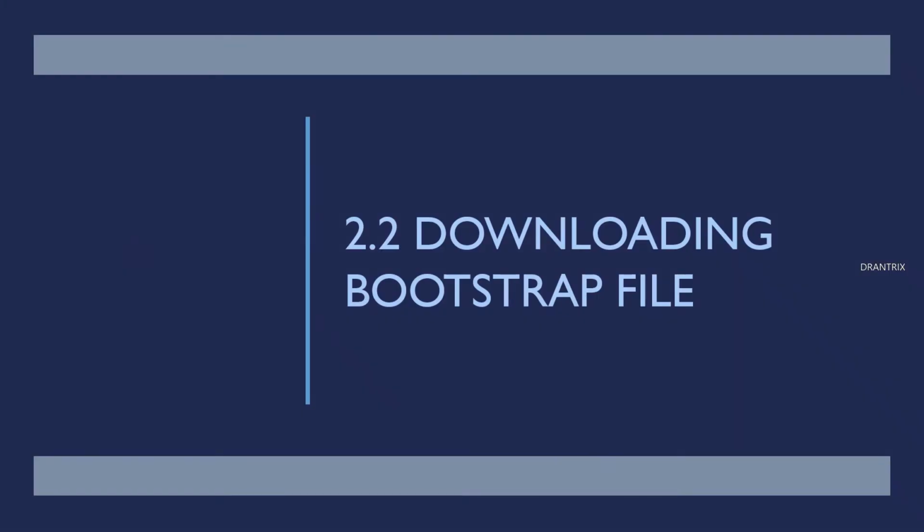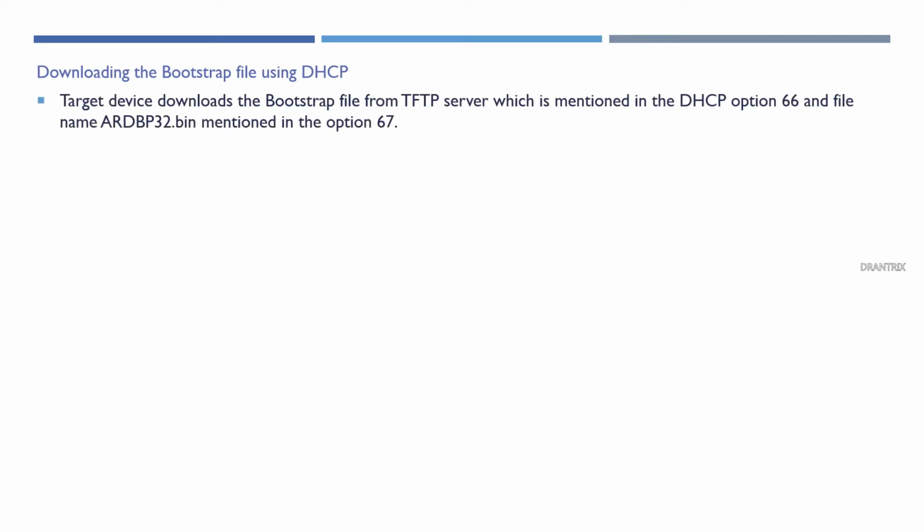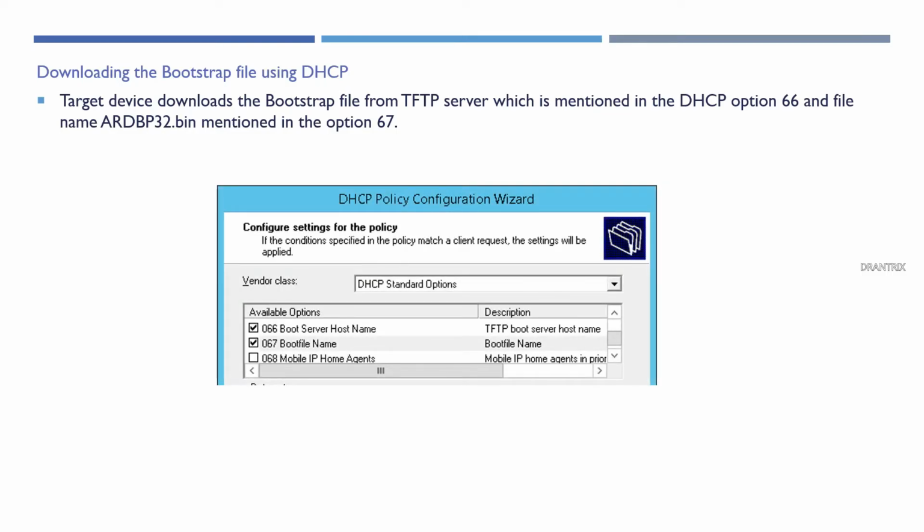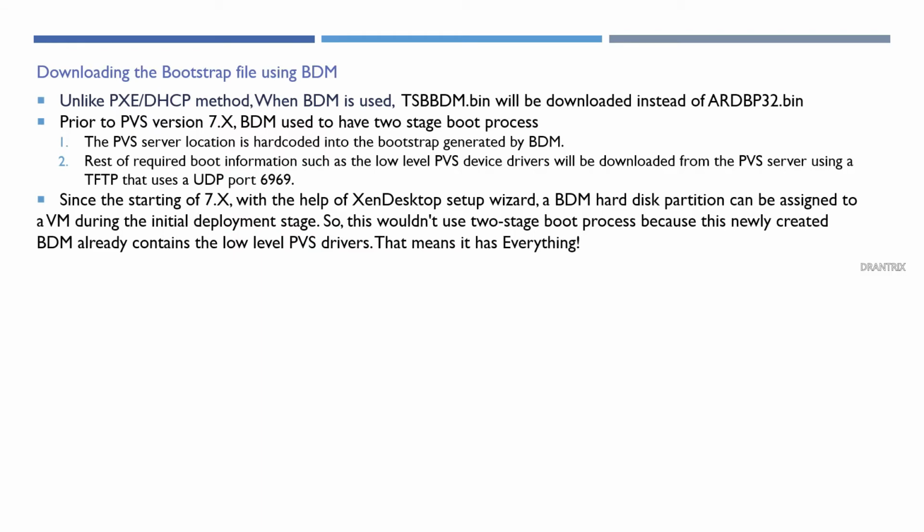So we are done with getting the Bootstrap file, and now let's move on to downloading the Bootstrap file using DHCP. The target device downloads the Bootstrap file from the TFTP server, which is mentioned in the DHCP option 66, and the file name ARDBP32.bin mentioned in option 67. And the next one is downloading the Bootstrap file using BDM. Unlike the PXE or DHCP method, when BDM is used, a tsbdm.bin file will be downloaded instead of ARDBP32.